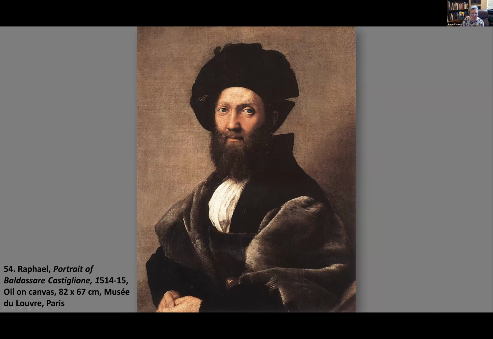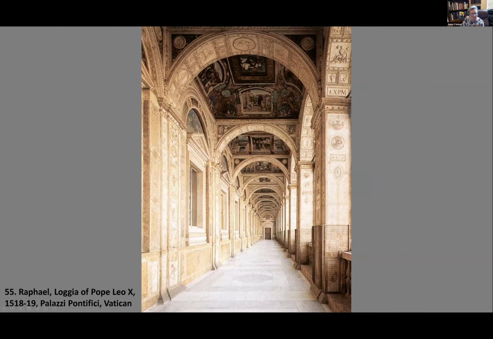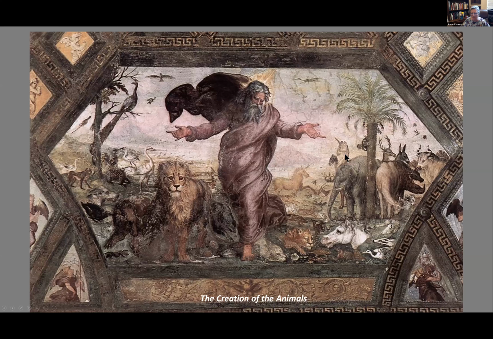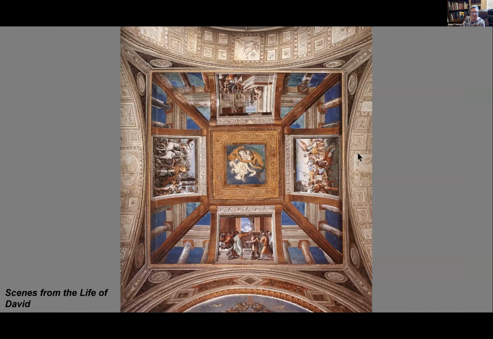And then many other commissions. Here is the loggia of Pope Leo X, one of the two loggias in the Palazzi Pontifici in the Vatican, where each of these bays was painted with different scenes of the Old Testament and Genesis. Here are just some examples that can be looked at as being inspired by Michelangelo's Sistine Chapel: the separation of land and water, the creation of the animals. And this is another one, the scenes from the life of David.